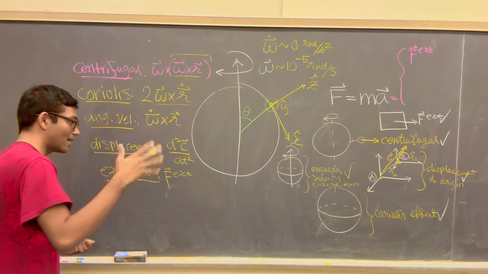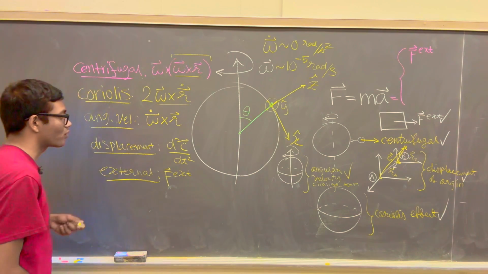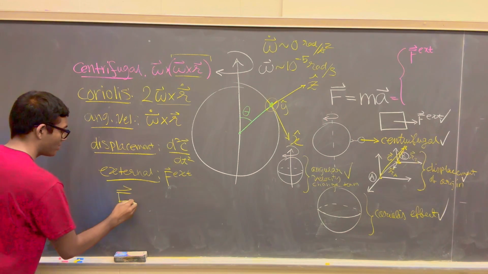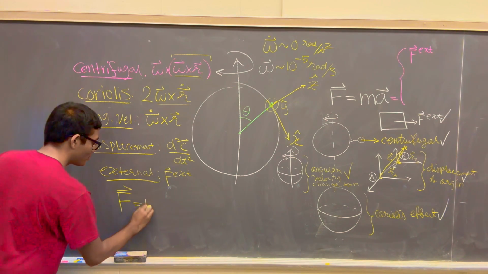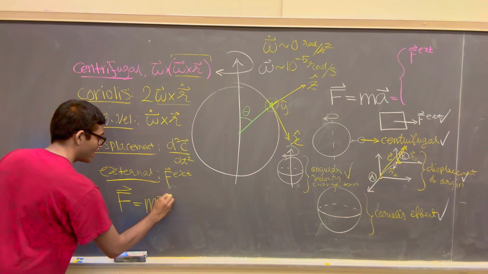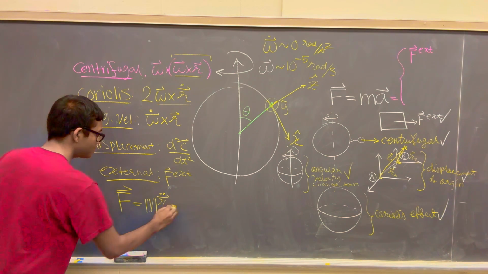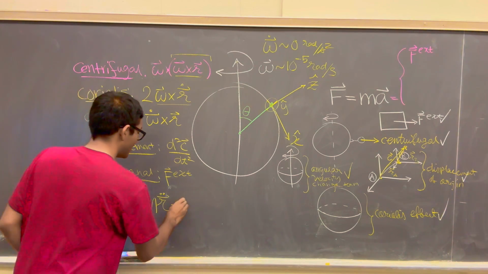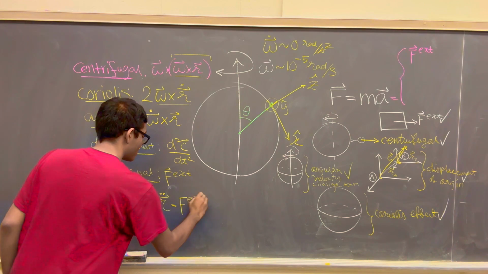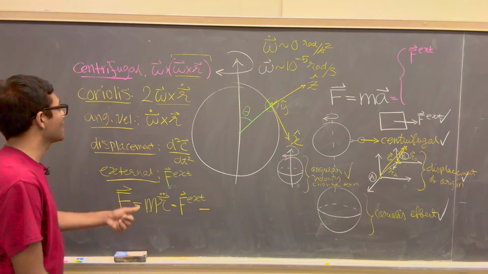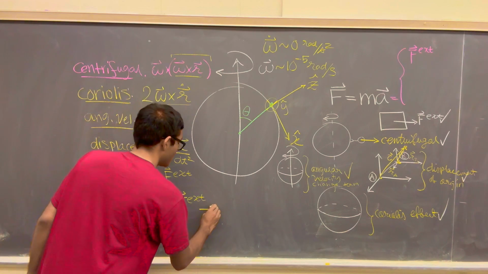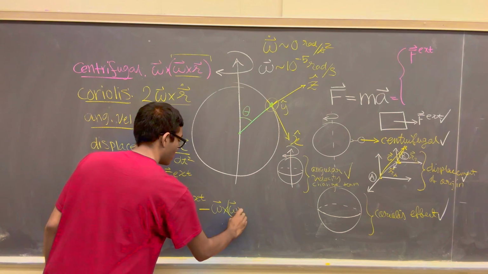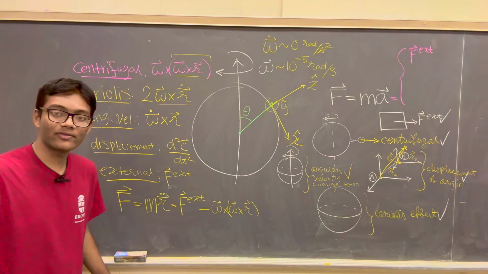Actually, let's first write down the entire force law, all of Newton's second law in rotating reference frames. Newton's second law in a rotating reference frame is going to look like F equals ma, where I will write A as r double dot. And this is equal to, let's start with the external force, F external. Now let's take them out one by one. First, the centrifugal force: minus omega cross r. Okay, that's the centrifugal force term.